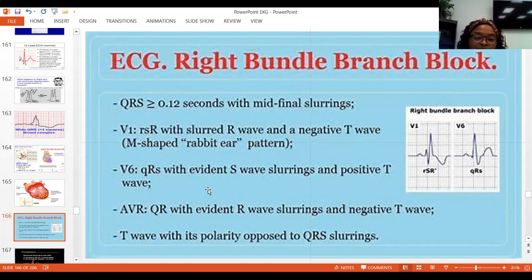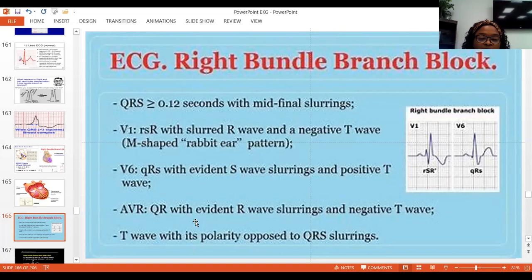V6, your QRS with evident S wave slurring and positive T wave. Okay. See here our S is slurring, and then here's our T wave pointing upward. Okay. But look at our T wave in V1.